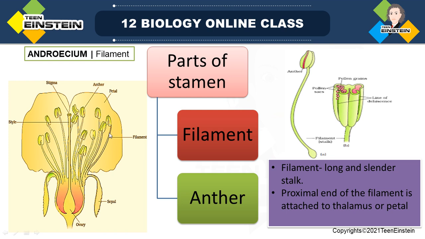We have already said that the filament is long and slender, and it has a bilobed structure called the anther at the terminal end, and at the proximal end, it is attached to the thalamus or the petal.